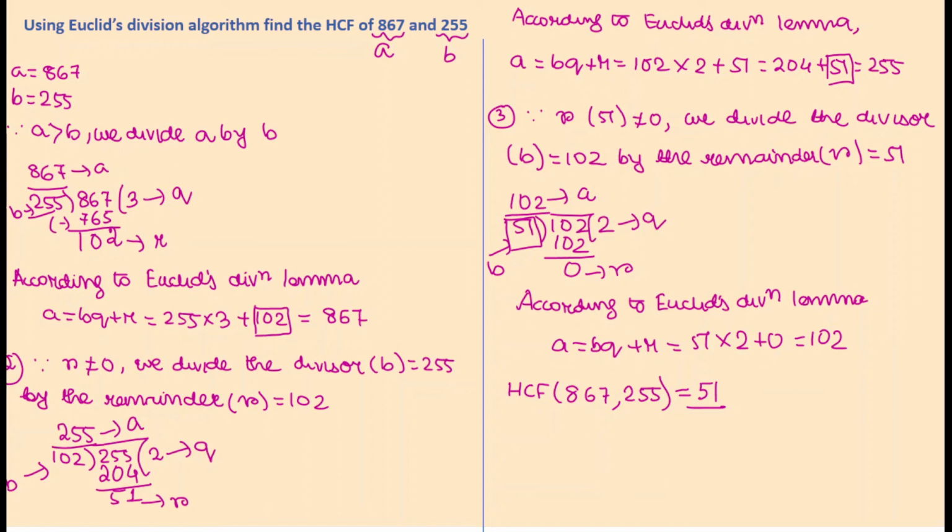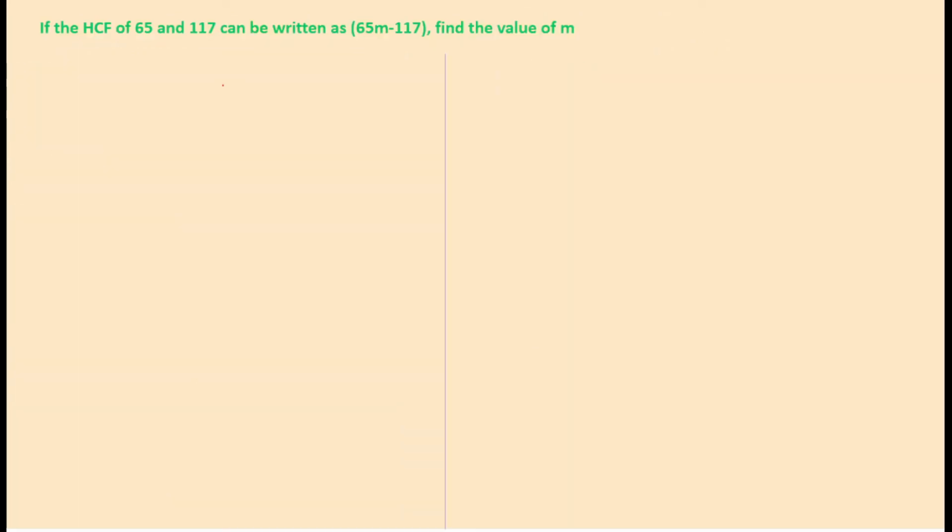Okay. So let's try to understand it with the help of the second example. The next example is: if the HCF of 65 and 117 can be written as 65m minus 117, find the value of m. Means what? You want to find out the HCF of these two numbers, and whatever value you get after finding the HCF of 65 and 117, that will be equal to this expression, and from that equation you have to find out the value of m. Okay, so let's try to find out the HCF first.